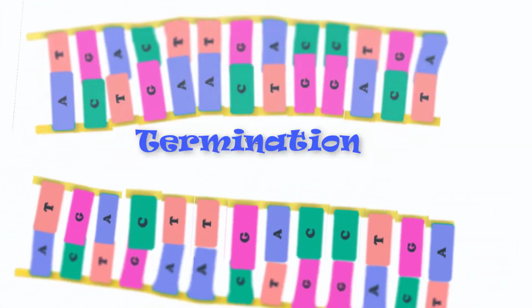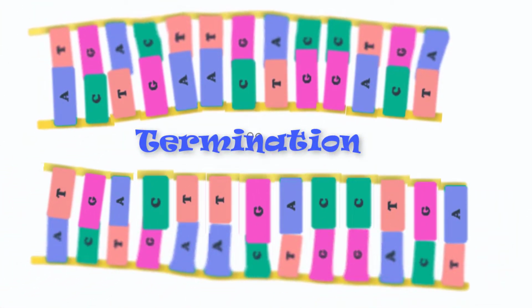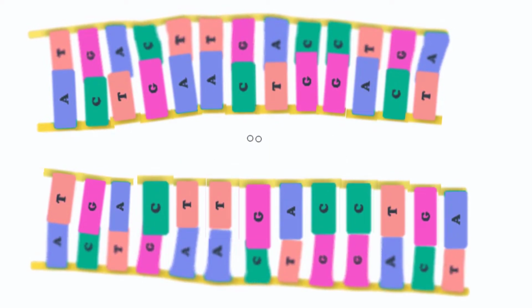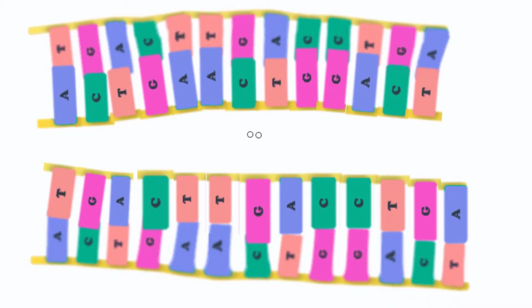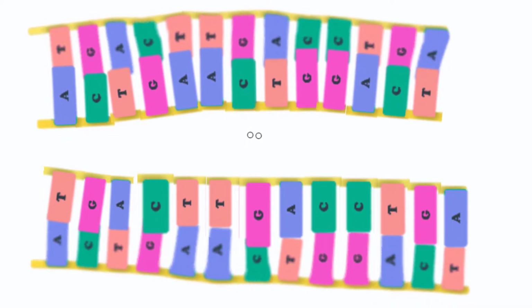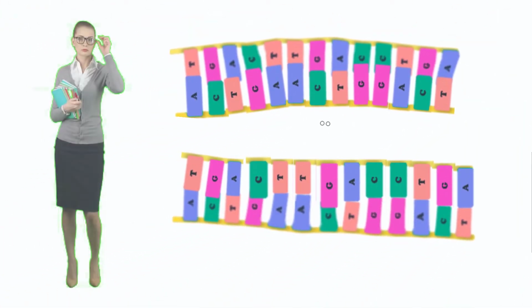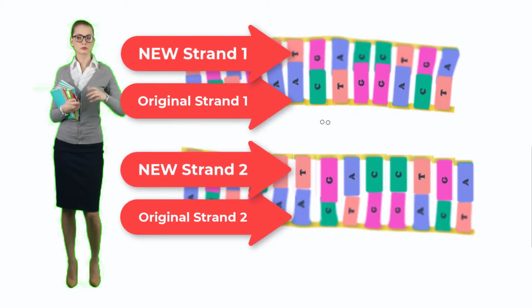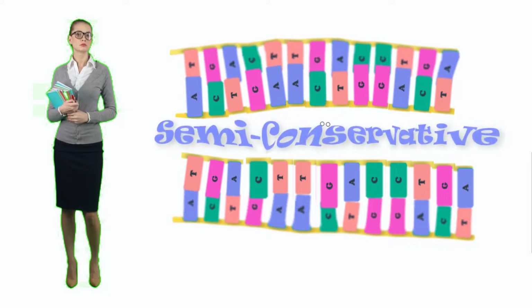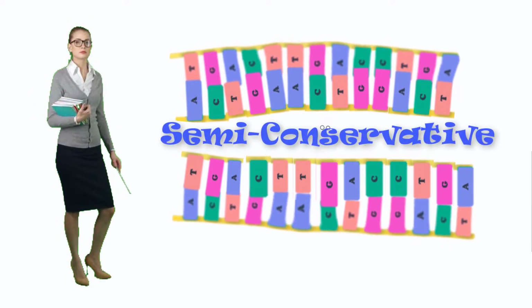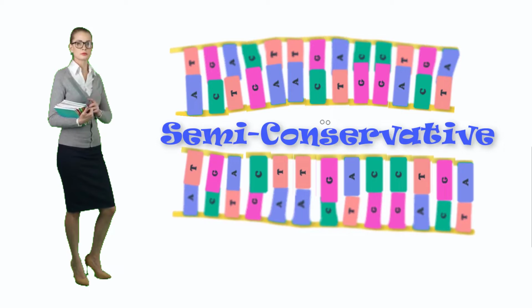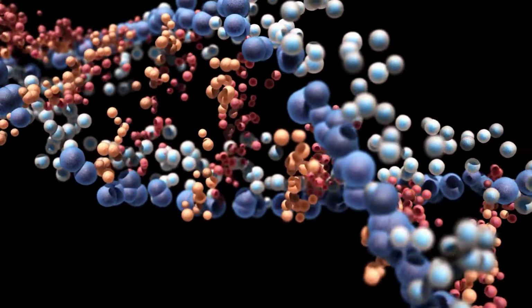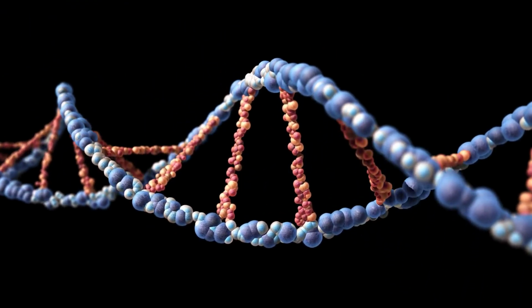The final stage is termination. Once the two original strands are bound to their own finished complementary strands, DNA replication is then stopped, and the two new identical DNA molecules are now complete. Each new DNA molecule contains one strand from the original molecule and one newly synthesized strand. The term for this mode of replication is semi-conservative. This is because half of the original DNA molecule is conserved in the new DNA molecule. This process continues until the cell's entire genome is replicated.